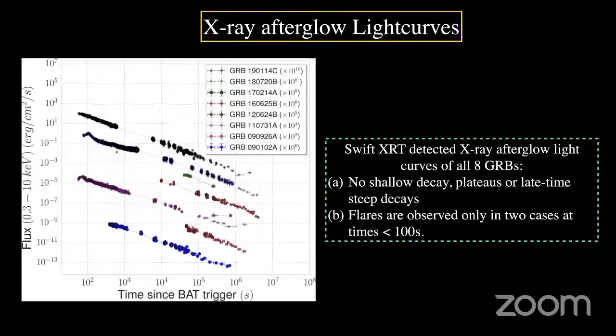We also looked at the X-ray afterglow light curves of these, and we did not find any signature of a plateau, a shallow decay, or a steep decay later in time. This further supports the fact that the central engine is more likely a black hole itself.